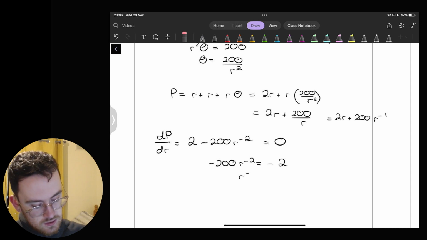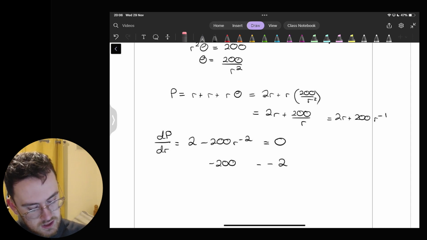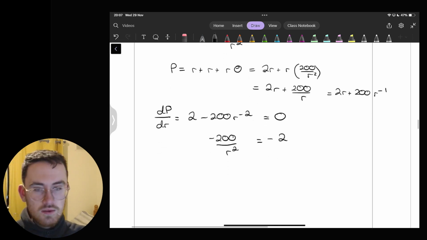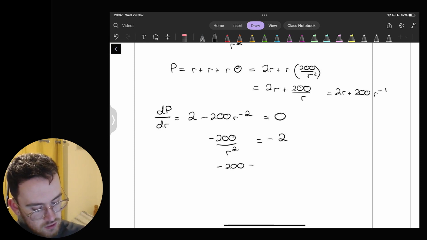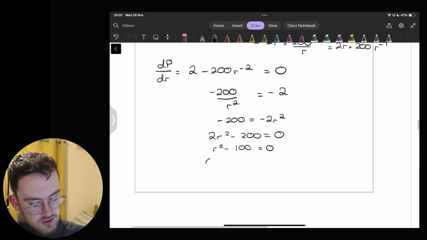Okay, so let's just rearrange this one a little bit. I'm going to put the r squared on the bottom here. So remember, r to the minus 2, I can put it back down in the bottom again. I'm going to multiply across by my r squared there. And I'm going to bring everything back over to one side. I'm going to divide across by 2. And I should recognize this then as a difference of two squares.